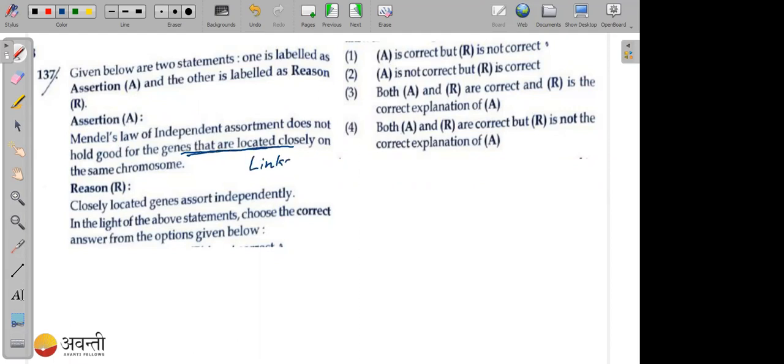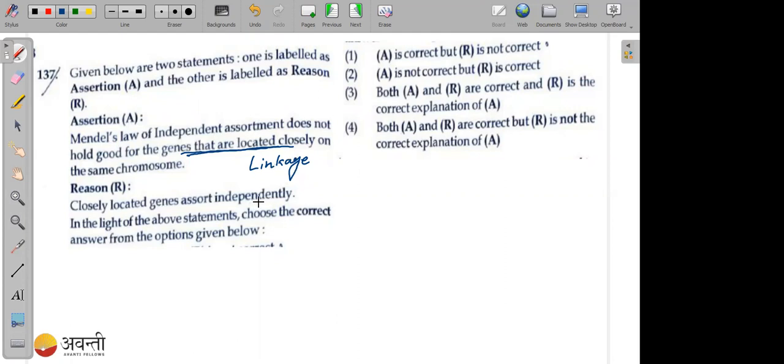What is being talked about here? Linkage, on the same chromosome. So this is one statement. The next statement, the reason, is: closely located genes assort independently. In the light of the above statements, choose the correct answer from the options given below. That means, based on the assertion and reason we already discussed, we have to find the answer. So here they talk about linkage.